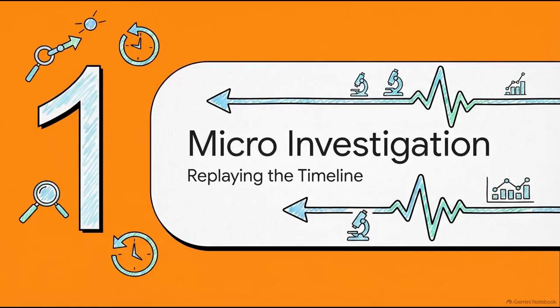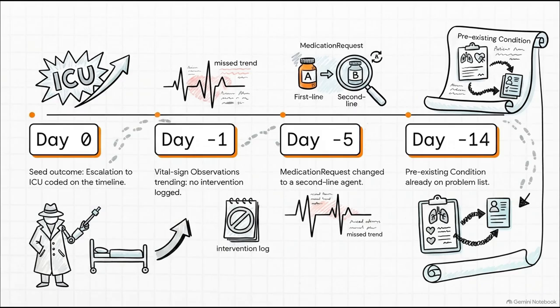Section 1. The micro-investigation, replaying the patient timeline. Let's zoom in on a single patient's backward trace. Think of this as our scene of the crime. Imagine an automated investigator scrolling backward from an ICU escalation on day 0.